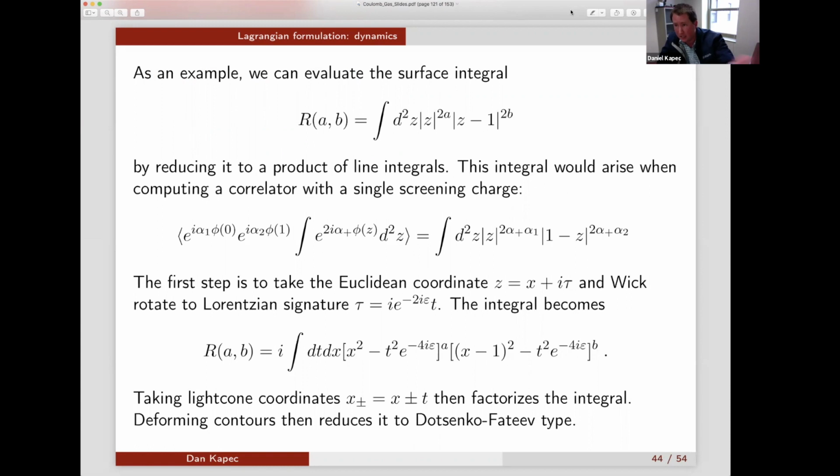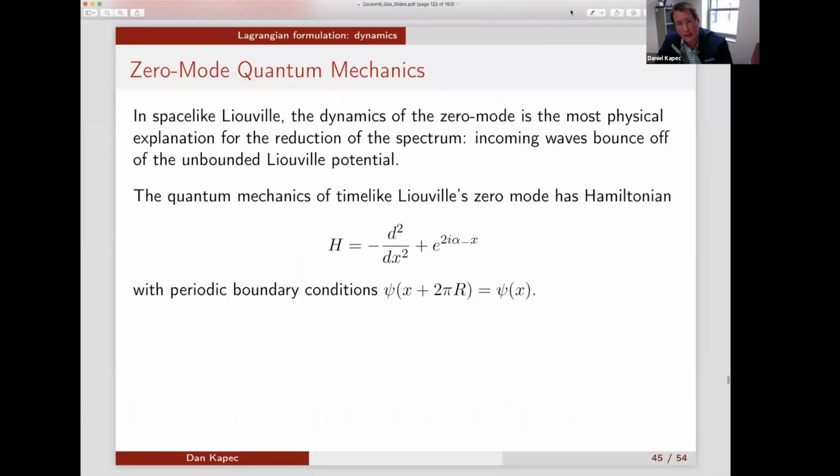You sort of take this Euclidean coordinate, you Wick rotate to Lorentzian signature, and that puts the integrand in a form that looks like it can be factorized onto light cone coordinates. Okay, and then you need to sort of massage the contours and see which pieces do and don't contribute. And if you do that carefully, you land exactly on Dotsenko-Fateev-like expressions.